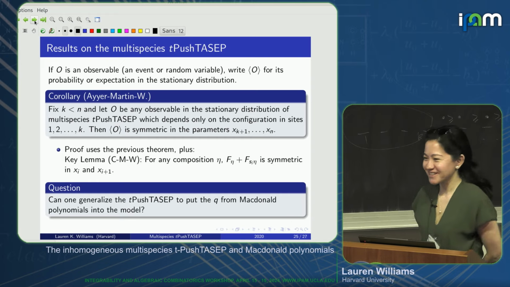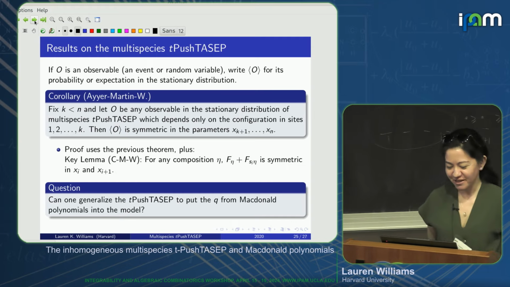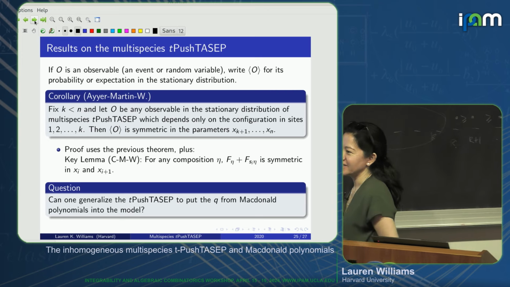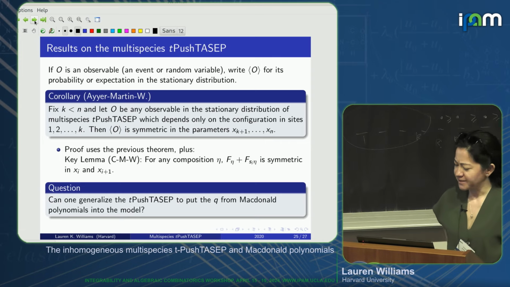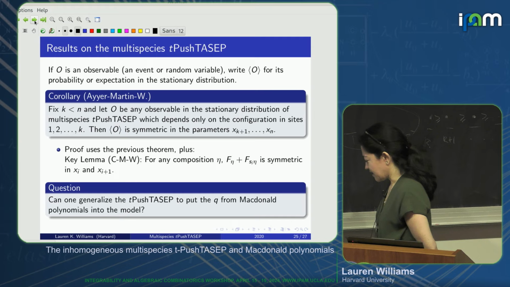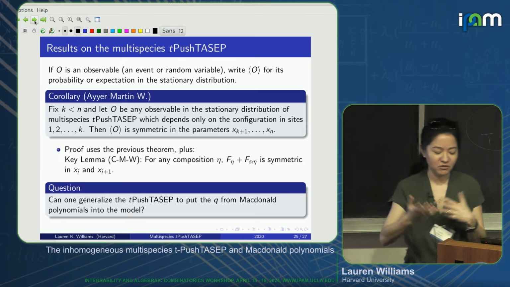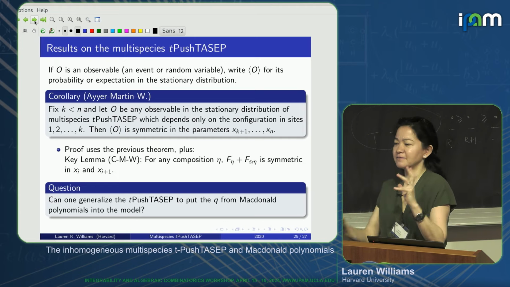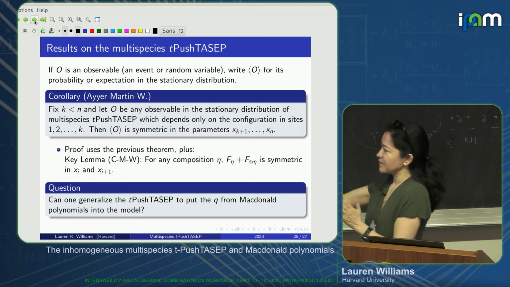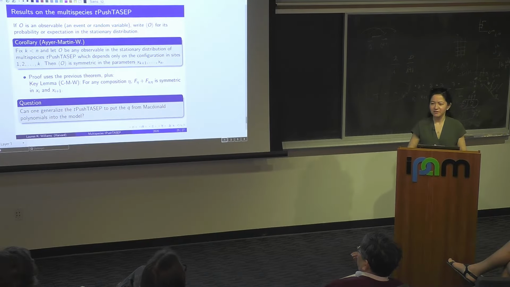And now I'm asking a question which was asked by Ben in the previous talk. Can we generalize t-PushTASEP to put the q for Macdonald polynomials into the model? We do not know. It does not look very obvious how to do so. In particular, our proofs very much used the fact that q equals 1, like these properties for Macdonald polynomials having to do with applying weakly order preserving maps; they just fail if q is not 1. Anyway, that doesn't mean that the answer to this question is no, but it means that it's not so obvious what to do.